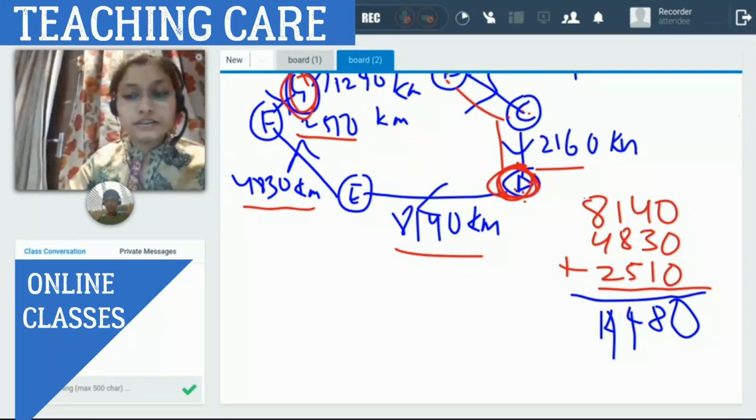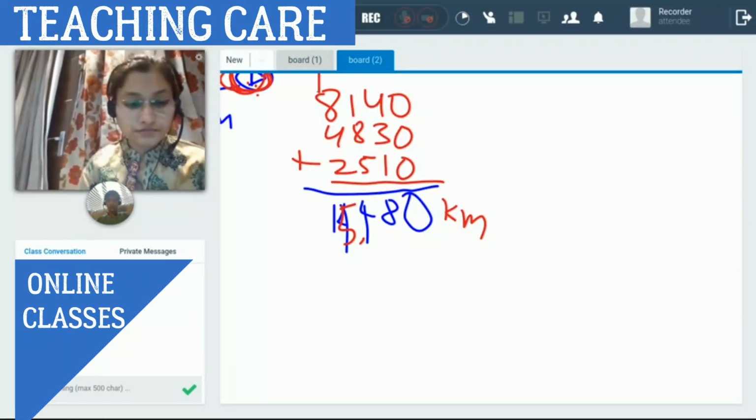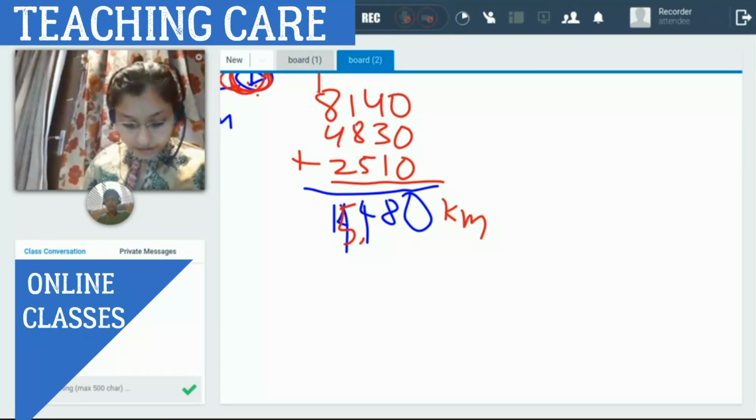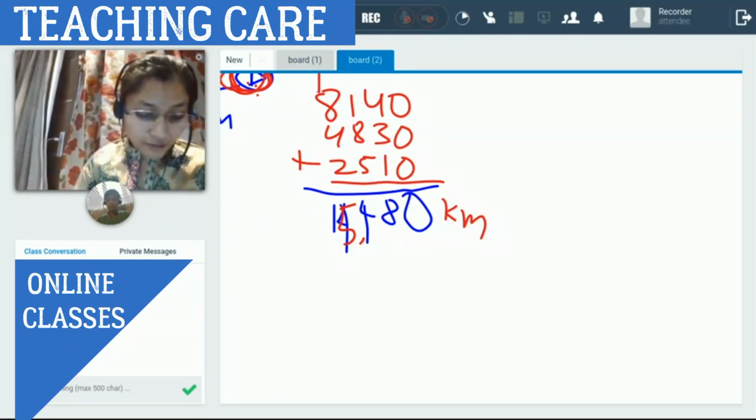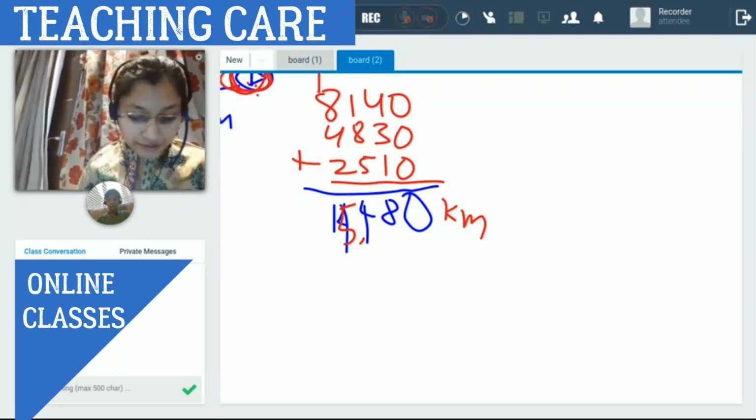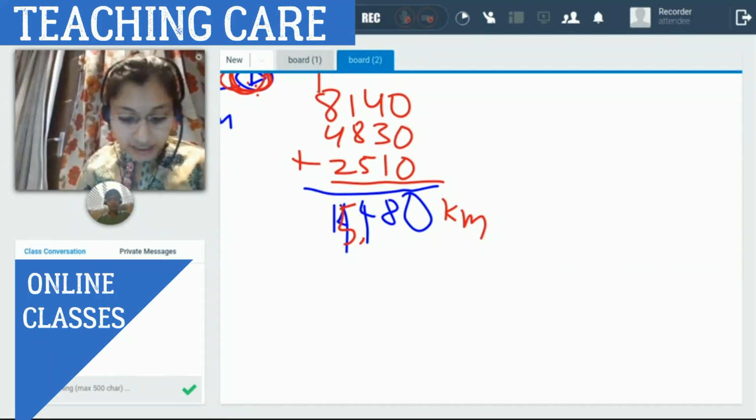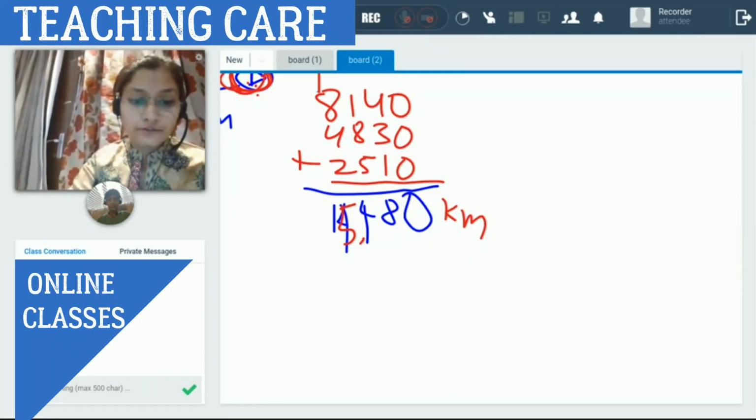It should be 8 plus 1, 9. 9 plus 5, 14. 4, 1 carry over. 8 plus 4, 12, 14, 15. So 15480 kilometers. Okay. Next is: find the total distance covered by the bus if it starts from A and returns back to A.